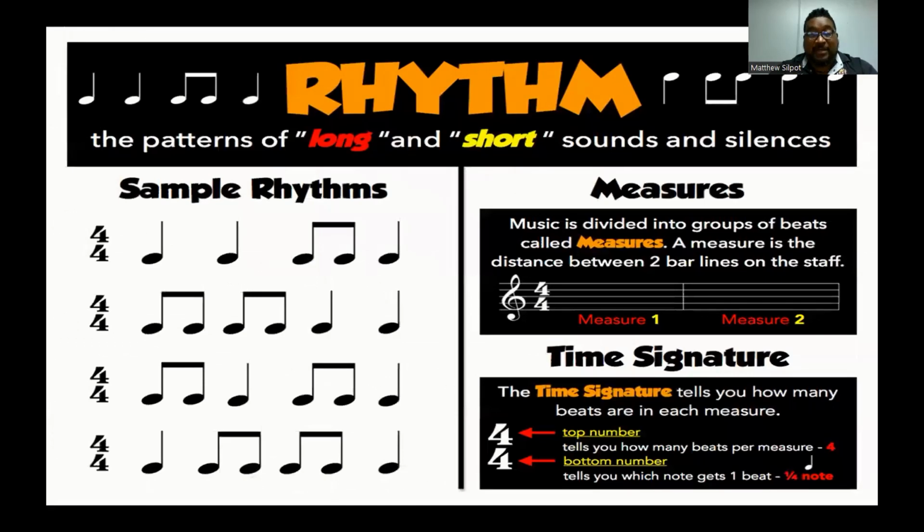Now, if we put this into play and talk about rhythm, so we mentioned, of course, rhythm is long and short. And if we look at the sample rhythms that are there, before we get to the sample rhythms, look to the right of your screen, which is talking about measures. So music is divided into groups of beats called measures. And a measure is the distance between two bar lines on the staff. So if you notice, we have a measure 1 and we have a measure 2. So our measure 1 is here and our measure 2 is there.